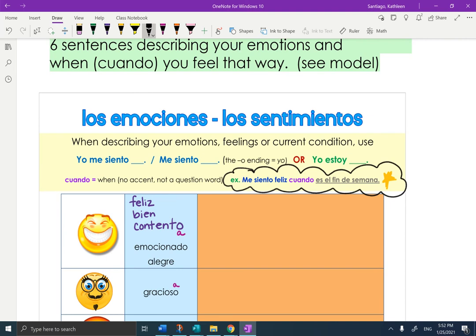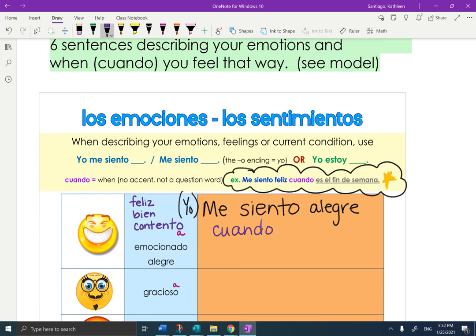Okay, so I'm going to say how I feel and when I feel that way. So I'm going to stick with the positive one, and I'm going to start with me siento. I feel, me siento. You could do yo me siento. I'm going to put that in parentheses. You could say yo me siento. I'm going to say yo me siento alegre. Now I want to connect it using cuando. Okay, I'm going to put that in purple just like I did in the beginning. Me siento alegre cuando.